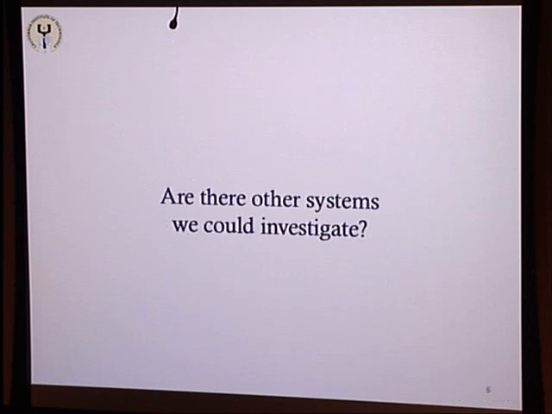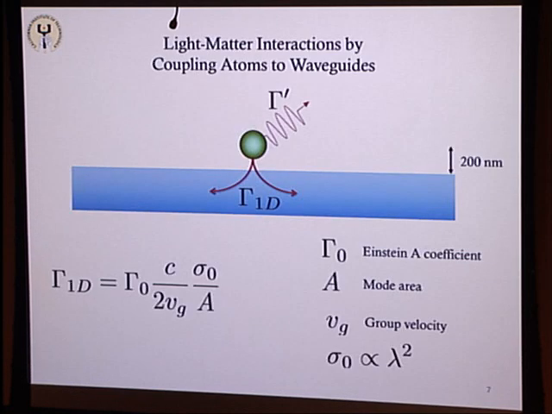So a question that you could ask is, are there other systems that you can investigate that would strongly couple light to atoms? One such system is to try and couple this atom to a nanofiber. This is meant to represent a piece of fiber that's been pulled down to a very small diameter, and this atom will interact with this structure, and actually it'll decay into a guided mode of this waveguide.